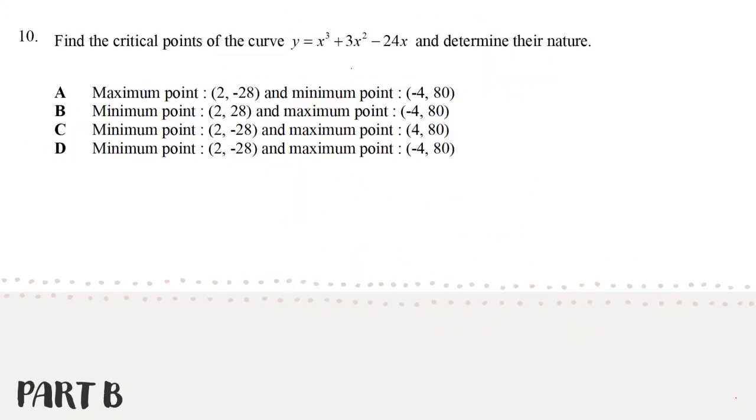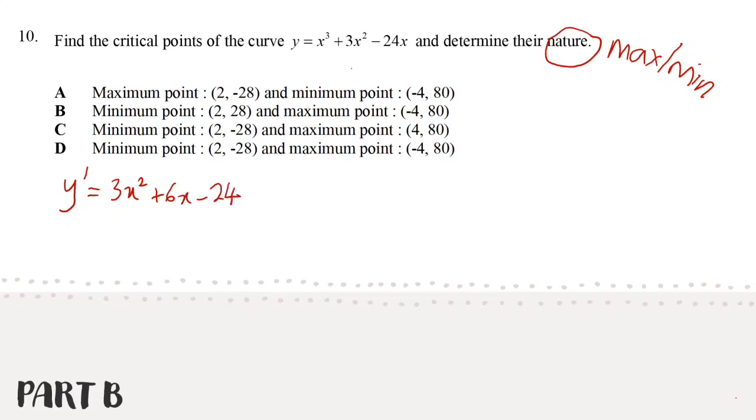Part B, number 10, find the critical points of the curve y equal to x cubed plus 3x squared minus 24x and determine their nature. It means that you need to determine whether it is maximum or minimum. So the first step is always to find the first derivative, y prime. So we get 3x squared plus 6x minus 24. And y prime is always equal to 0.